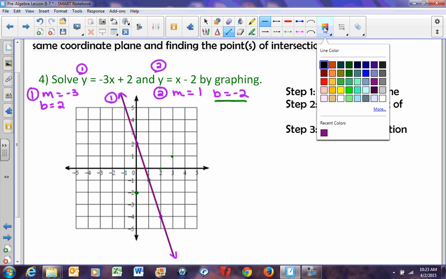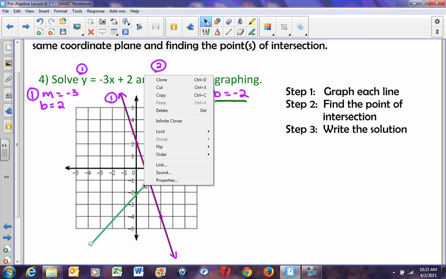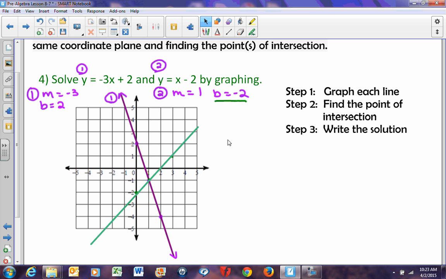Again, I'm going to graph it in a color. Okay, so there it is, graphed in green. Oh, I got that one pretty good. I'm going to put my arrowheads on it as well. And I'm going to label it. This is equation 2.